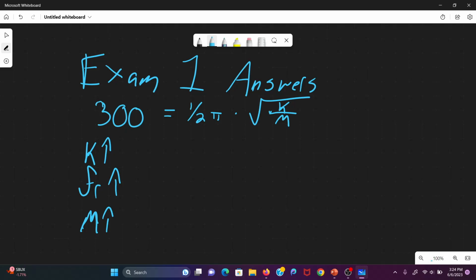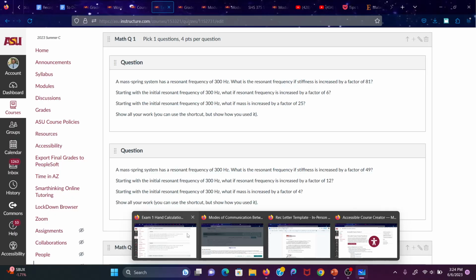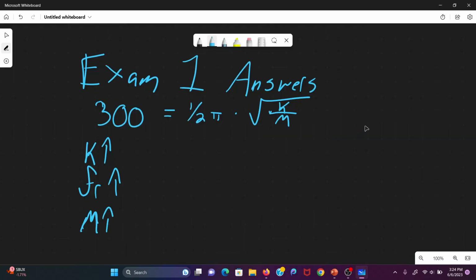Okay. So the other question was: stiffness is increased by a factor of 49, resonant frequency is increased by a factor of 12, and mass is increased by a factor of 4.